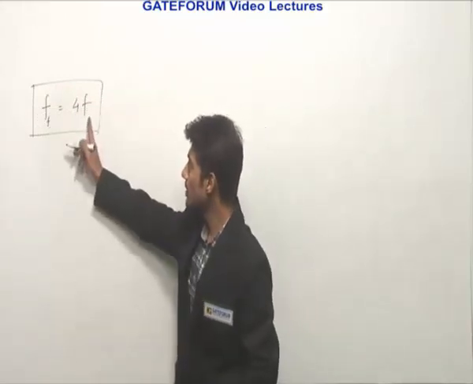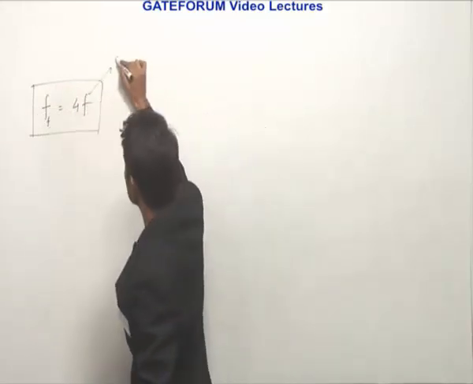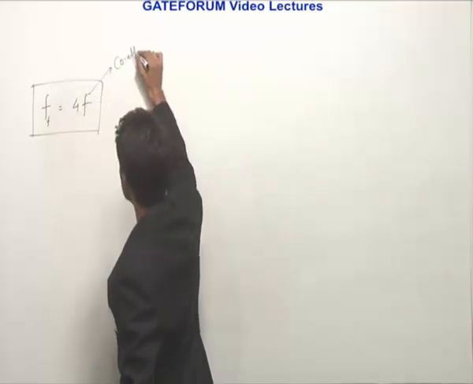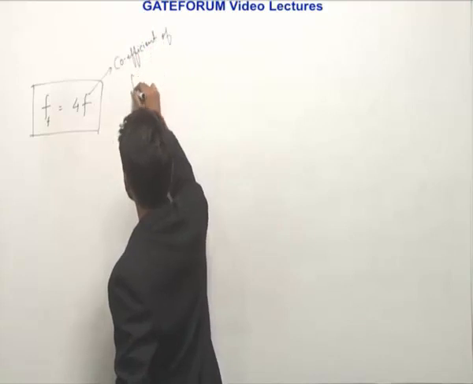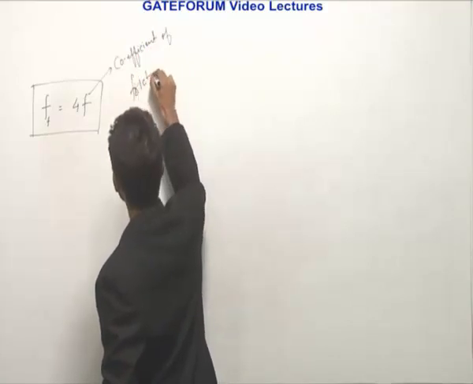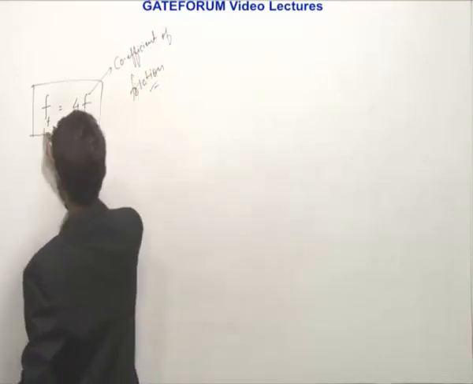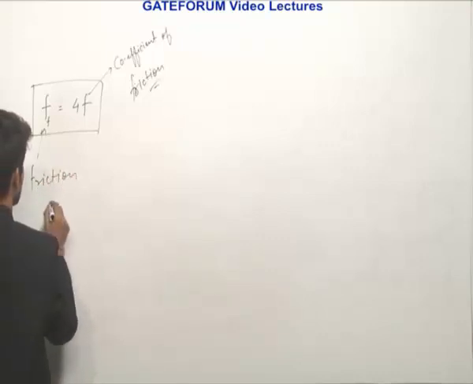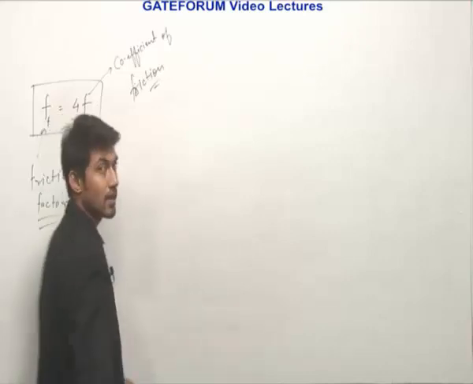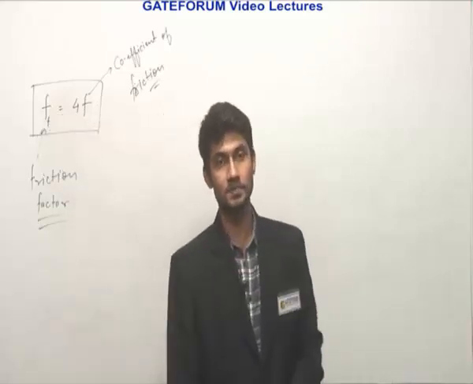In this question, coefficient of friction is given as F, so I am writing it as coefficient of friction, and this is my friction factor. If you are not aware of this particular fact, there will be some problem in this question.